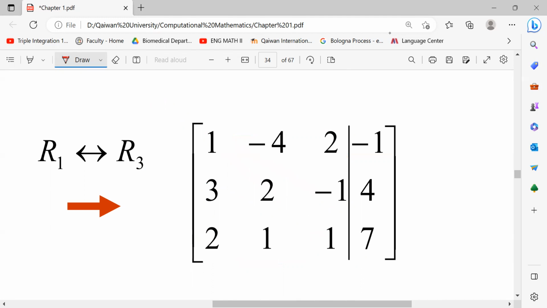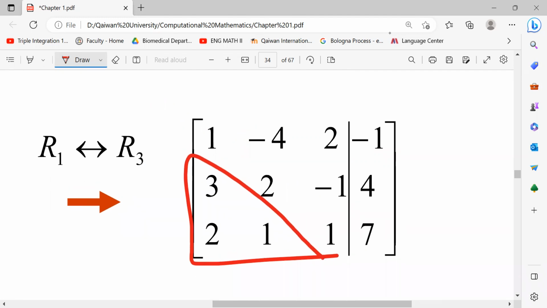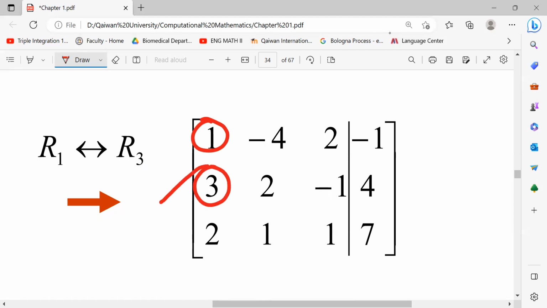What we do is try to change these to 0. In Gauss elimination, we change these to 0. How to change this to 0? From this one, by that one. So from the first leading entry, we change all the entries below to 0. From this one, we change this one to 0 and this one to 0. These two must be 0.